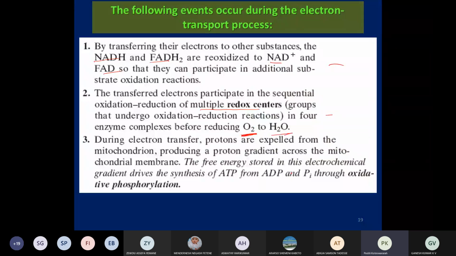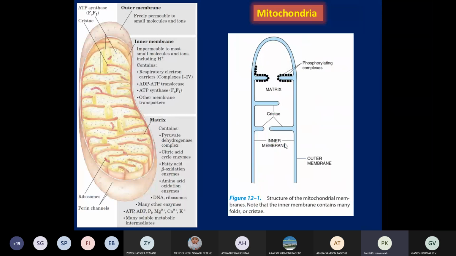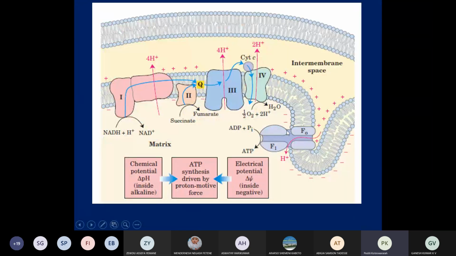And the third event is that when the electrons are transferred to the molecular oxygen from NADH and FADH2, the proton gradient is developed across the inner mitochondrial membrane, and you can see this here. This is the inner mitochondrial membrane, and it has the four electron transport chain complexes and also the ATP synthase. When the NADH and FADH2 transfer their electrons to the molecular oxygen, the oxygen becomes water.